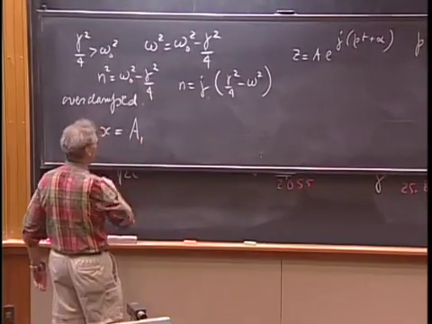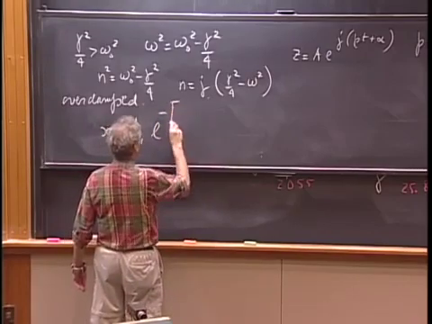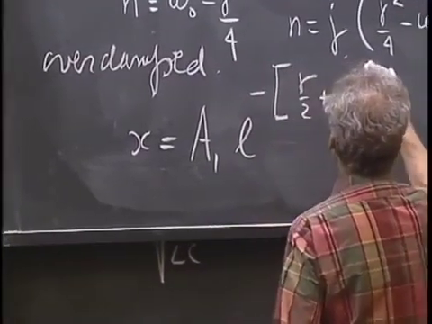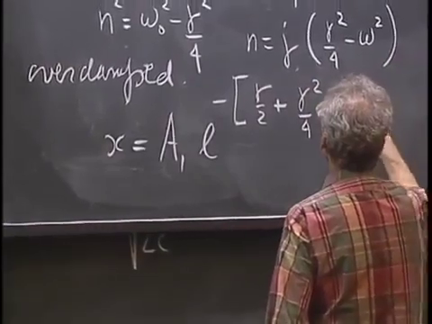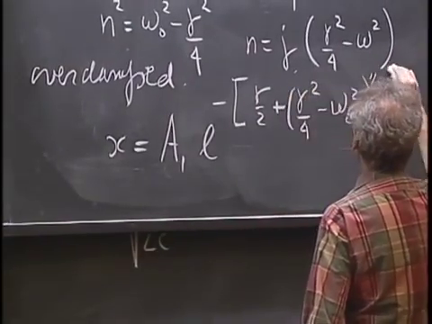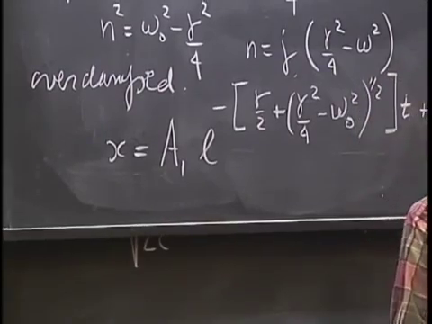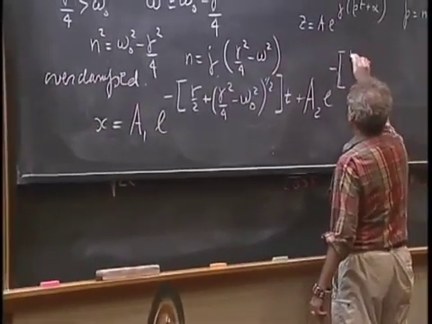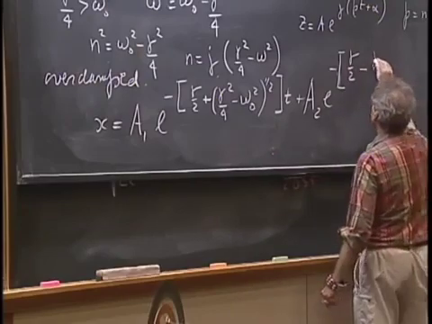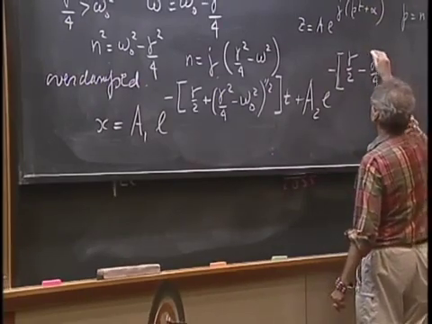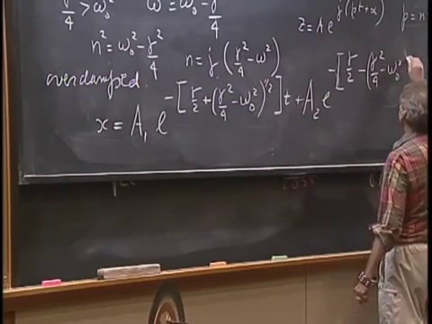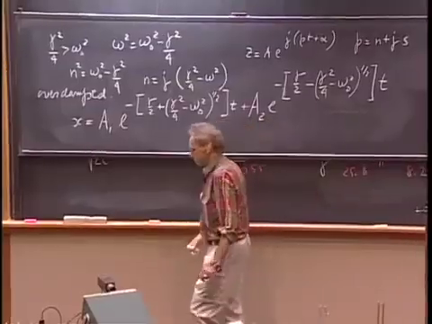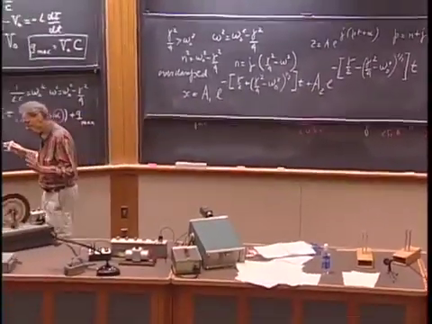A1, which is determined by the initial conditions, e to the minus, and now we get gamma over 2 plus gamma squared over 4 minus omega 0 squared to the power 1/2 times t, plus a2 times e to the minus gamma over 2 minus gamma squared over 4 minus omega 0 squared to the power 1/2 times t. You have to take my word for it that this is the solution.